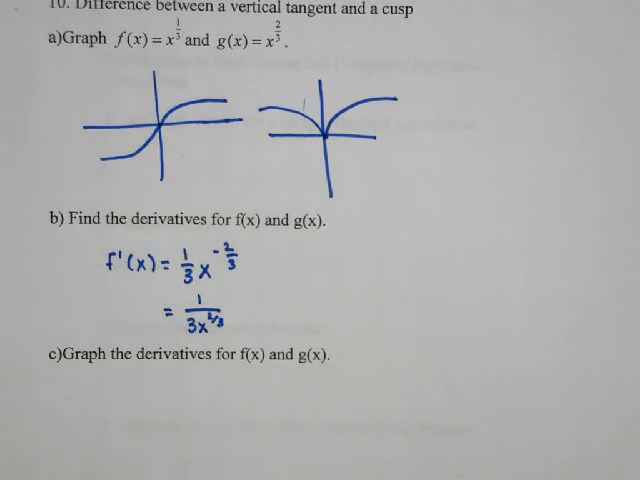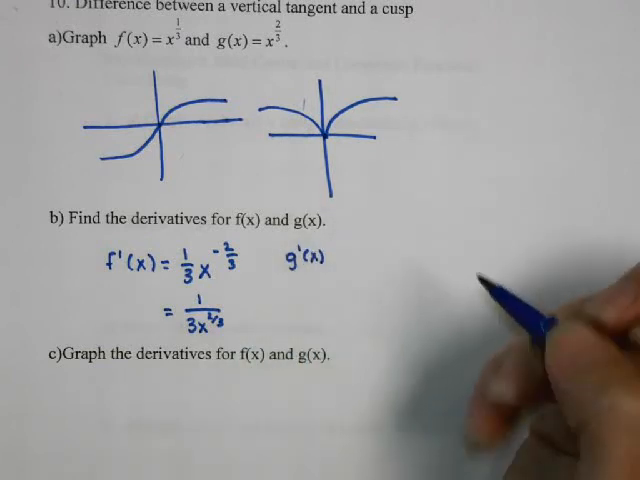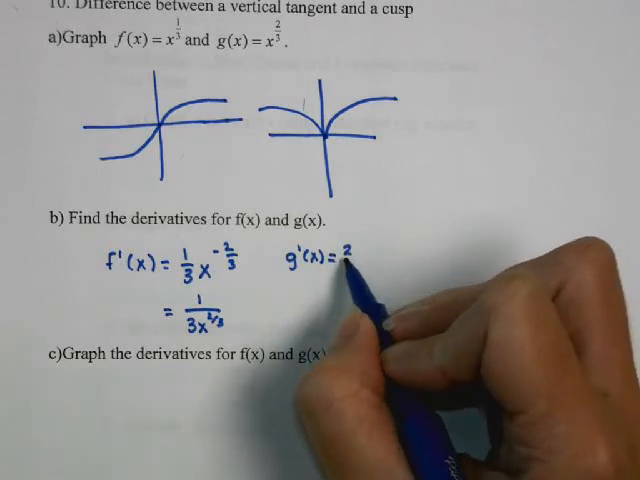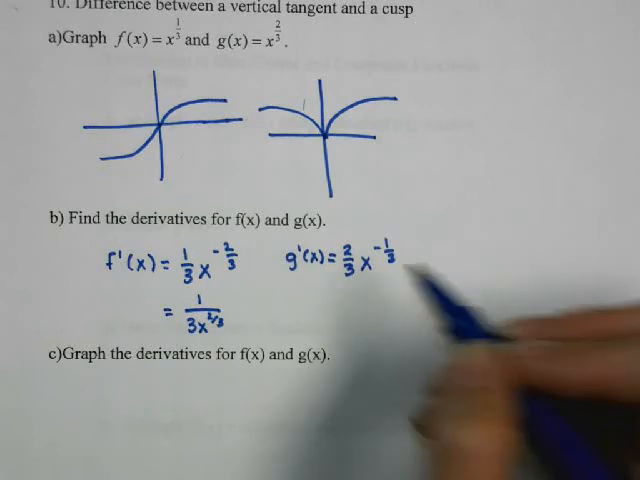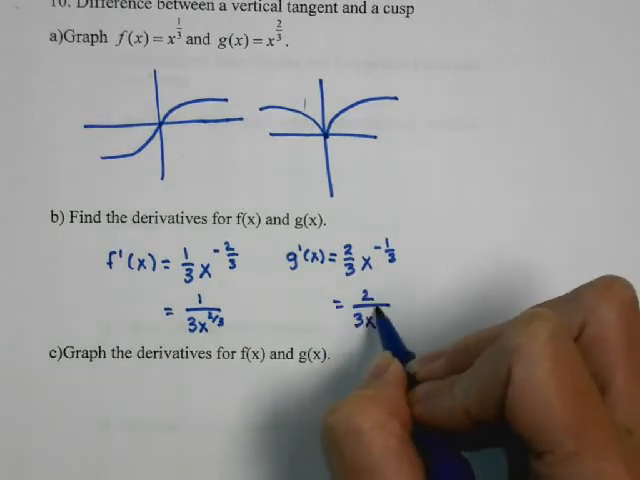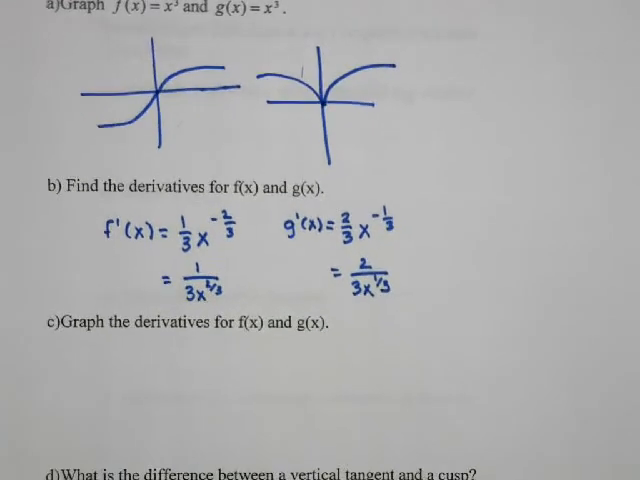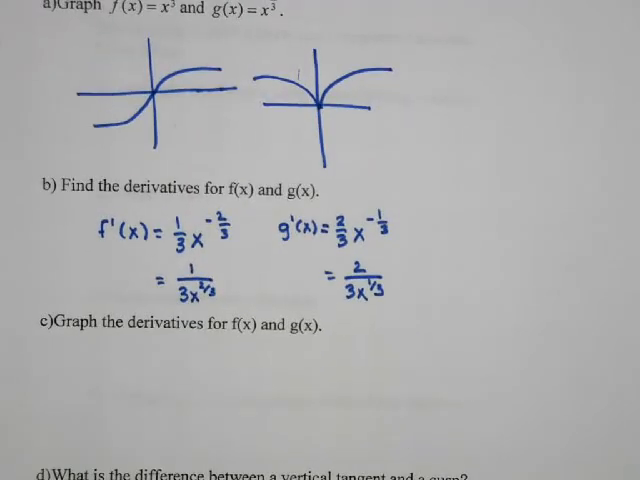Same for g of x. We get that negative exponent again, so this would be 2 over 3x to the 1/3, which would be undefined at 0. Feel free to graph them. They're a little bit interesting, and you can look at the differences. But the big thing here is that even algebraically, there is no derivative at 0.